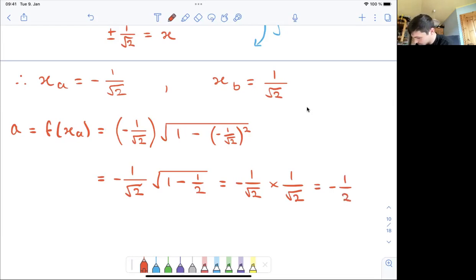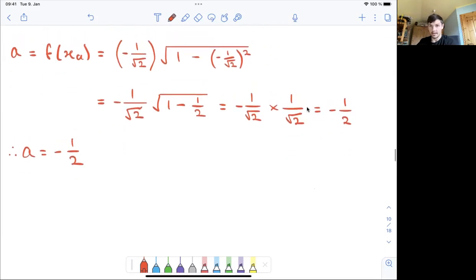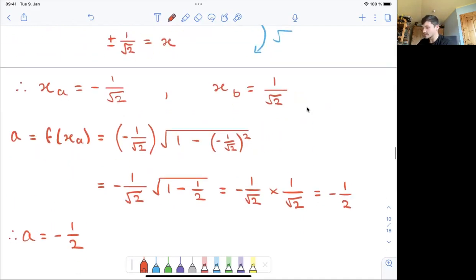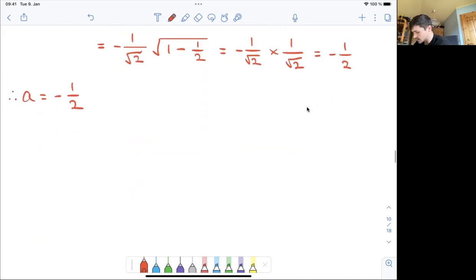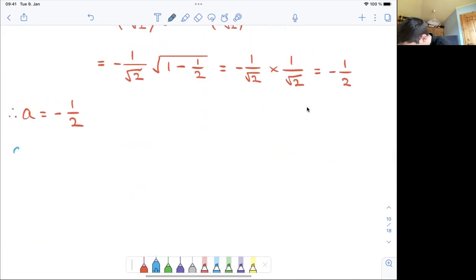All right, so therefore a is equal to negative a half, beg your pardon. And now, since we know that f is an odd function, of course what you could do here is lob in xb into our function f, and that will give us the value of b, which would be absolutely fine. Though we could skip a bit of a step here and go back to the idea that in part A we found that f of x is an odd function, right?